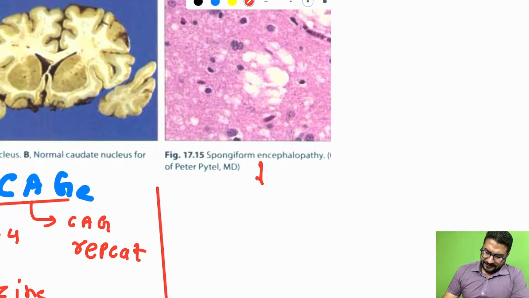Spongiform encephalopathy. You can see the nucleus, you can see the brain cells, they will look like a sponge. You see this in Creutzfeldt-Jakob disease. And Creutzfeldt-Jakob disease is what? It is a prion disease.